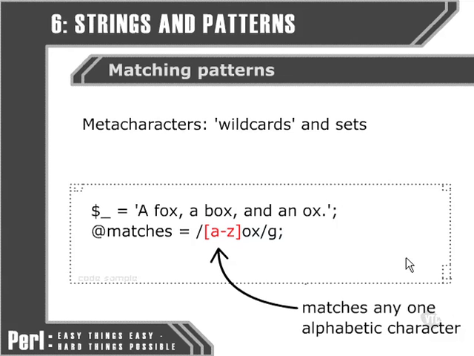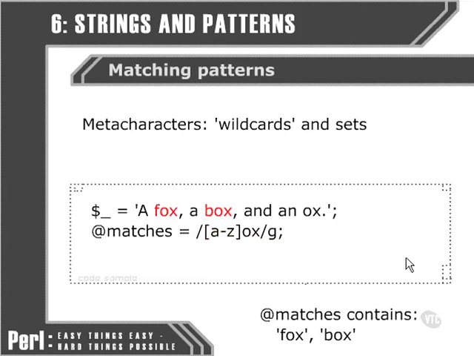And Perl is able to detect that we're looking for a range because we've included a hyphen within the square brackets. So this range here will admit fox and box, but it will exclude ox. And it could potentially include any other sequence of an alphabetical character followed by an O and then an X.